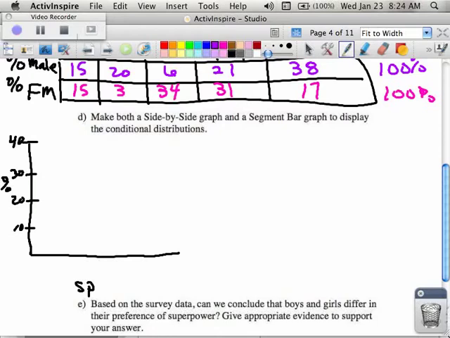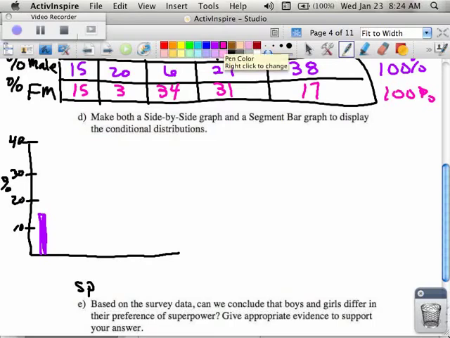So in the first superpower that we're talking about, which was invisibility, we have the invisibility for males was 15, and it was the same for females. So both my bars should look the same. So for males, I have 15%.